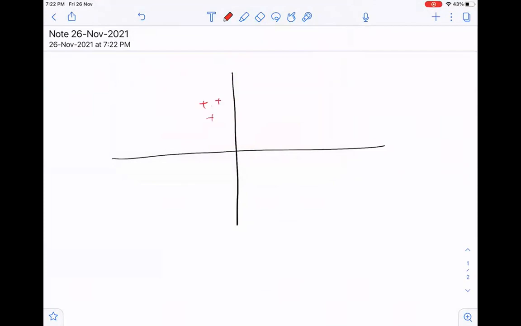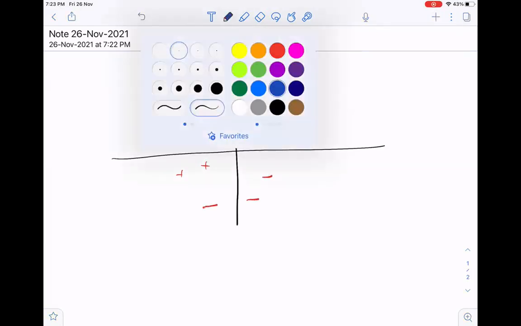So I have these various plus points, something like that, and I have these minuses. Make it with a different color.